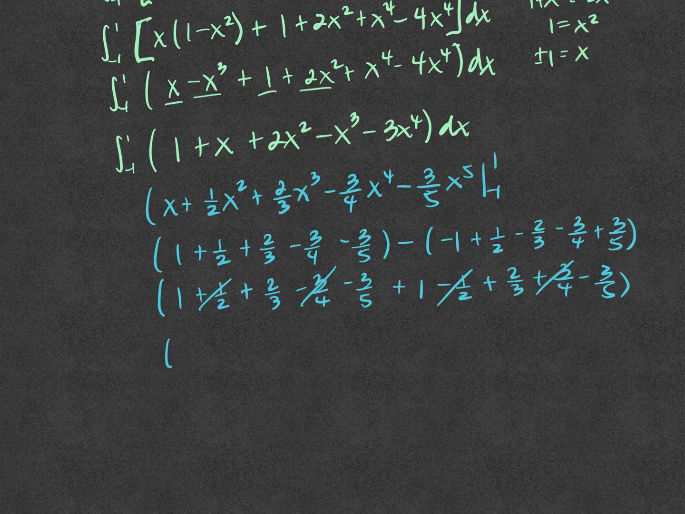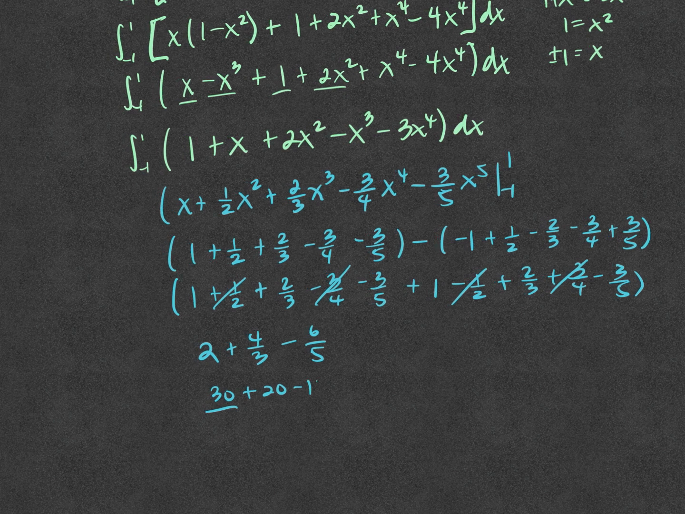So I end up with 1 plus 1 is 2, 2/3 plus 2/3 is 4/3, and -3/5 and -3/5 makes -6/5. A common denominator of 15 gives me 30 plus 20 minus 18, all over 15. 30 plus 20 is 50, minus 18 is 32 over 15. So that is our area of x plus 2y bounded by the parabolas that were given. It's an interesting problem.